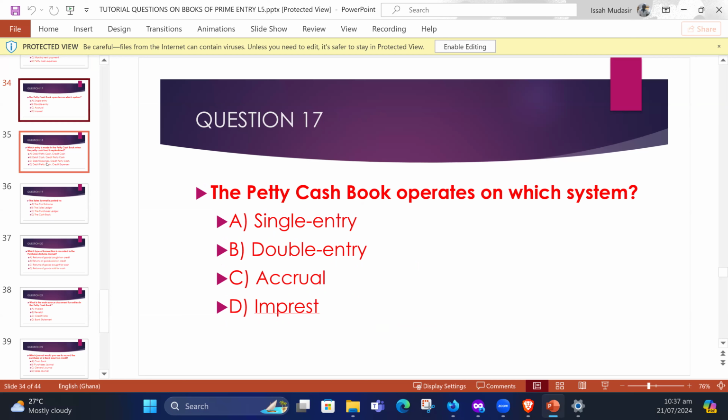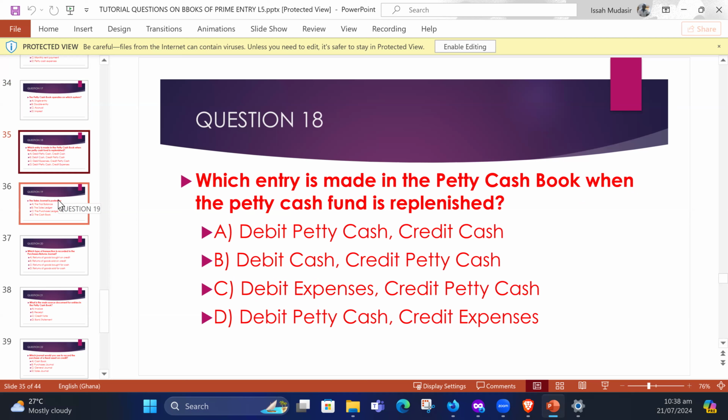Petty cash book operates in which of the systems? Is it a single entry system, double entry, imprest, or whatever? All right. Next. Which entry is made in the petty cash book when the petty cash fund is replaced? Replenish, sorry, or replace. Replenish or replaced, or refunded. So it can be replenished, replaced, refunded.